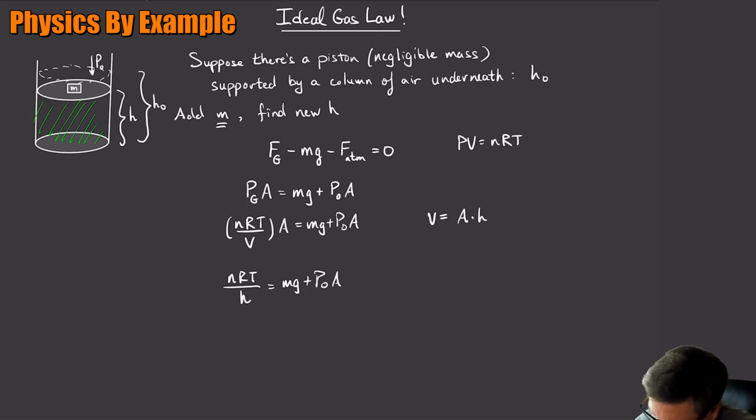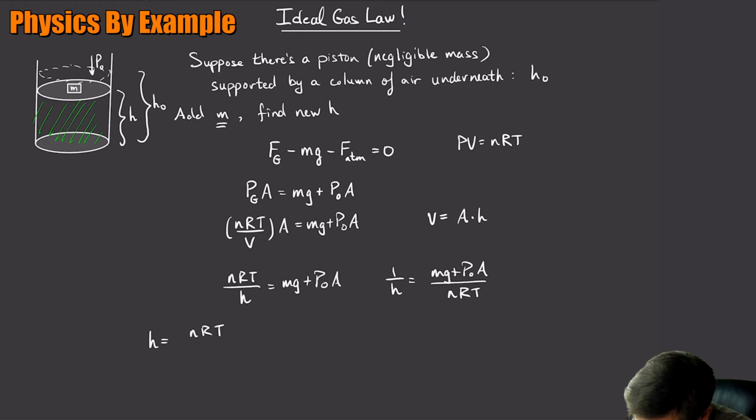Cool. Okay, let's solve for h. See what we got. So 1 over h, our new height, is equal to mg plus P naught A over nRT. So let's just flip both sides. So this is going to be h equals nRT divided by mg plus P naught A. All right, cool.